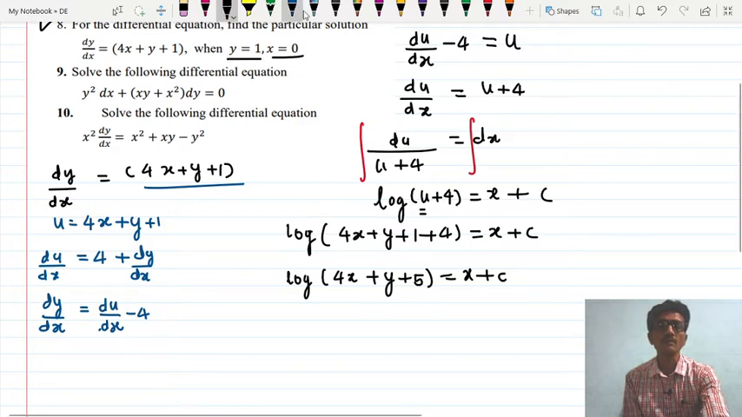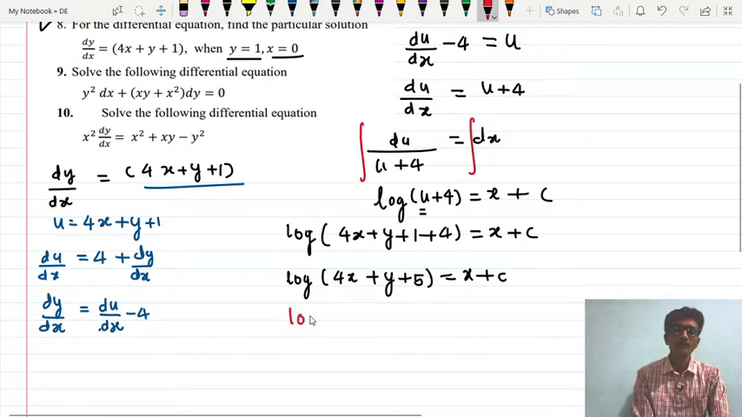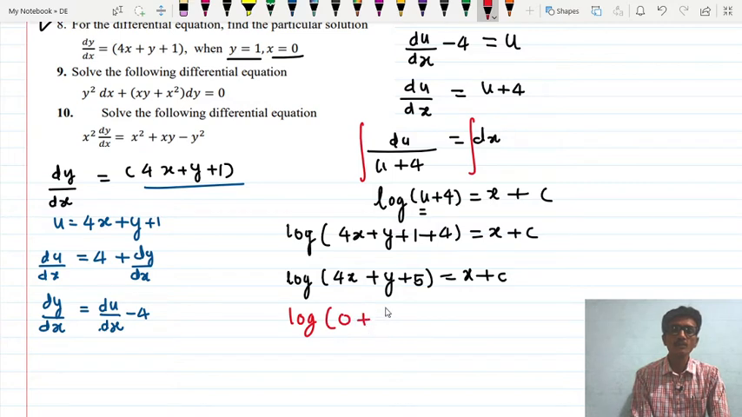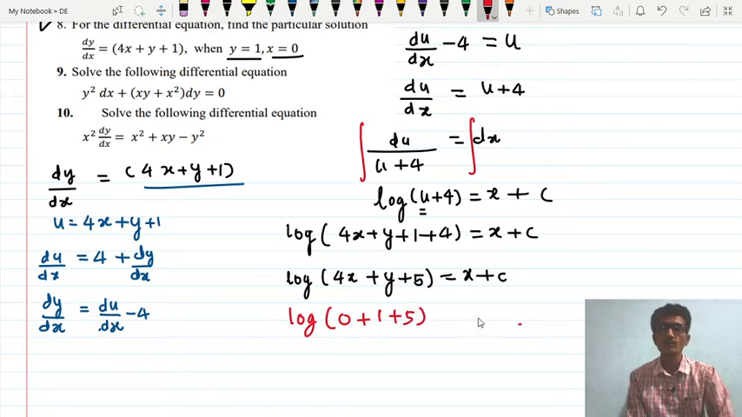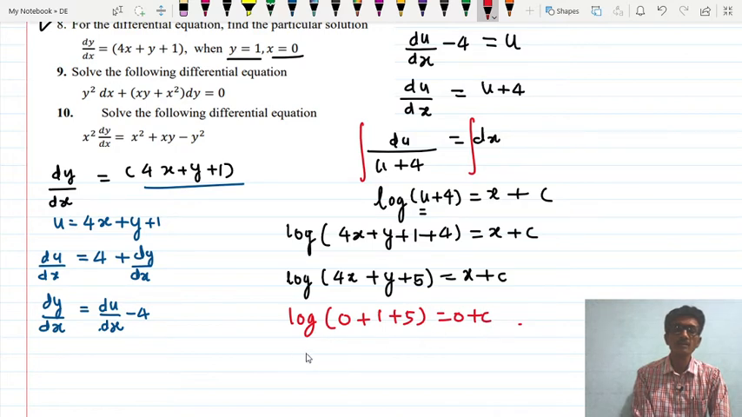And now we have been given that x is equal to 0 and y is equal to what? 1. So we apply here log of, x is 0 and y is 1, so 1 plus 5, and x is 0 plus c. We'll be getting c is equal to what? Log of 6.